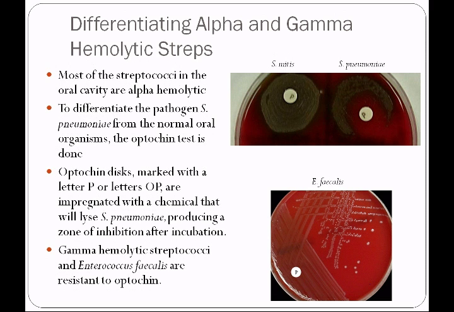We also have to differentiate Enterococcus faecalis. Enterococcus faecalis is a serious pathogen. It typically is gamma hemolytic, although it may be alpha hemolytic. Enterococcus faecalis is resistant to optochin.